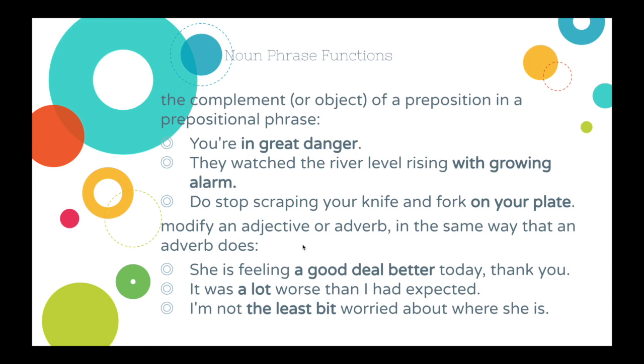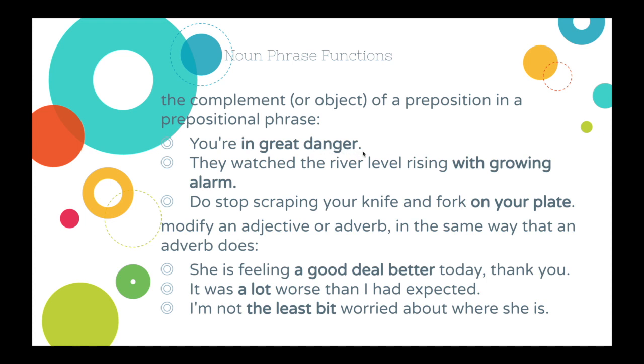Okay, and then we can also use it as a complement or object of preposition in a prepositional phrase. So you're in great danger. This is a prepositional phrase, but if you go deeper, we will find the noun phrase, great danger, which consists of 2 words. The first one is an adjective, great. The second one is the noun, danger.